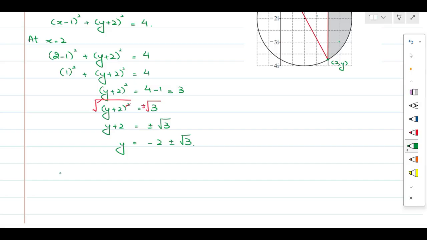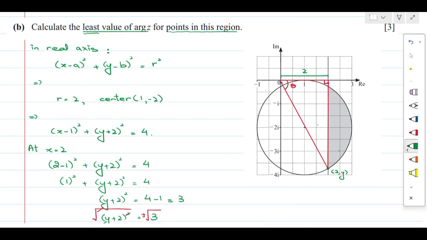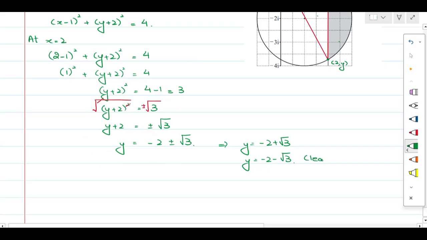Okay, so which y value are we going to consider? y is equal to minus 2 plus root 3, or y is equal to minus 2 minus root 3. We have two values for y. As we need the least value, we need to pick the least y coordinate. So this one is the least value. This is not the least one. So this y coordinate I'm going to consider. Now here my x coordinate is 2 and the y coordinate is minus 2 minus square root of 3.